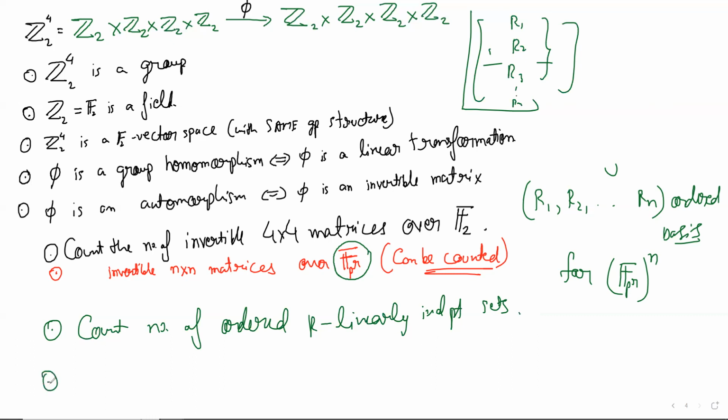But the next question becomes: when you count k linearly independent sets, every k linearly independent set determines a subspace of dimension k, correct? But two different k linearly independent sets might determine the same subspace, right? Agree? So now you should think, when do two linearly independent sets describe the same subspace? And that happens, but when?